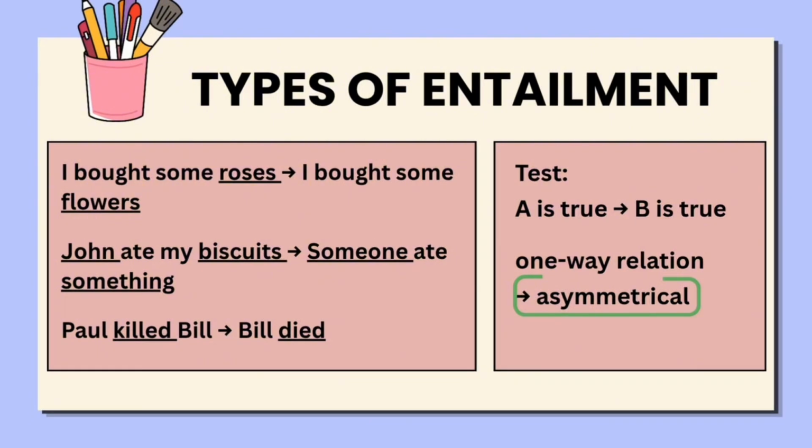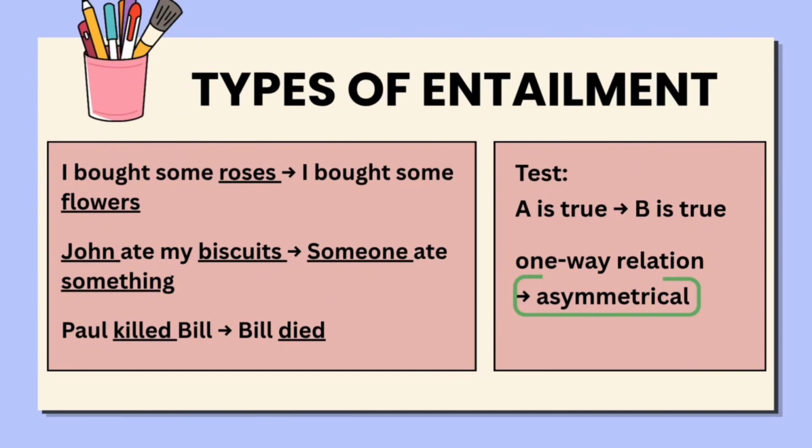And the third example says, Paul killed Bill. If this sentence is true, then Bill died must also be true, because the meaning of the verb kill already includes the idea of death.